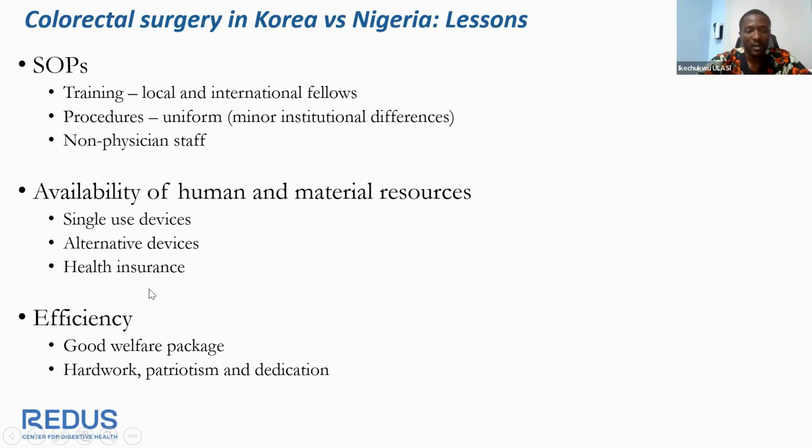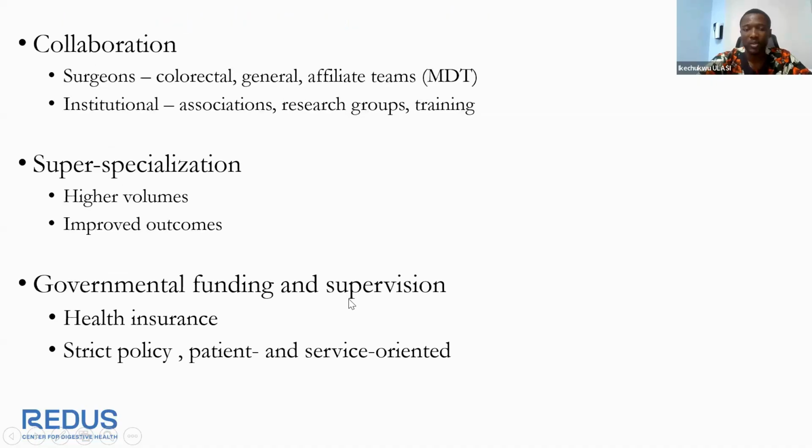And then, they have a good welfare package. The doctors are paid well, the nurses are paid well. So most times they are not really in a hurry to leave their country. So you see them very hardworking, patriotic, and dedicated. And that contributed to the efficiency of their services. They also have good collaboration amongst themselves. In that hospital, for example, the colorectal surgeons have their regular meetings, and then they have a wider meeting where the general surgeons, that's breast, GI, and colorectal surgeons, come together for academic meetings and discussions. And then, of course, the affiliation with the oncologists and the radiologists for MDT, just like we do in Nigeria, but they do these things regularly.